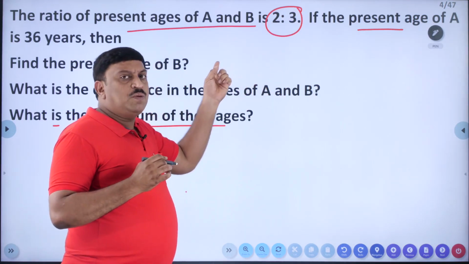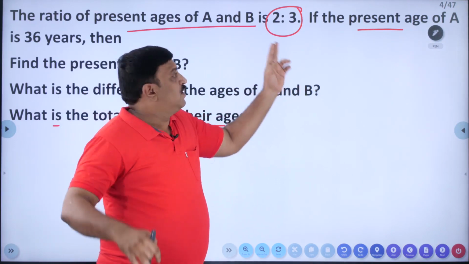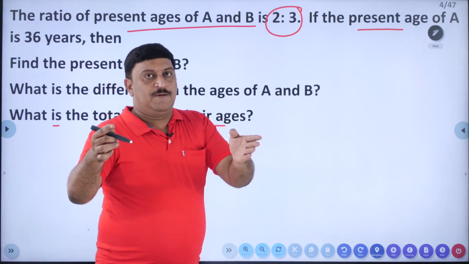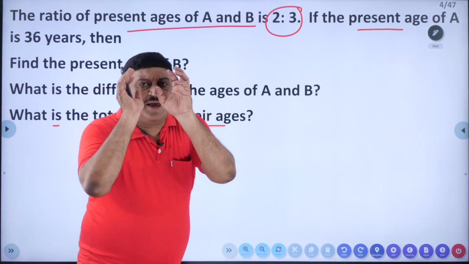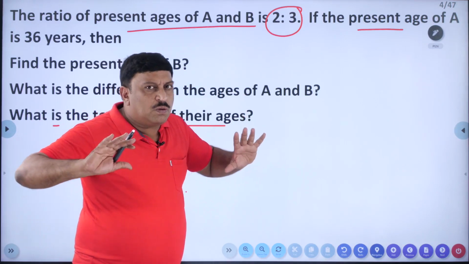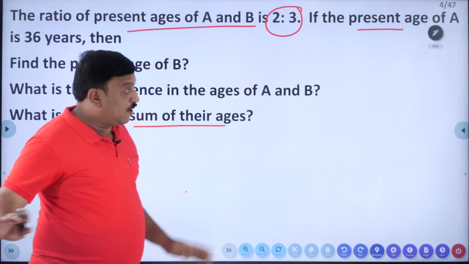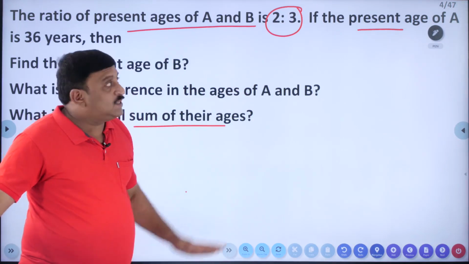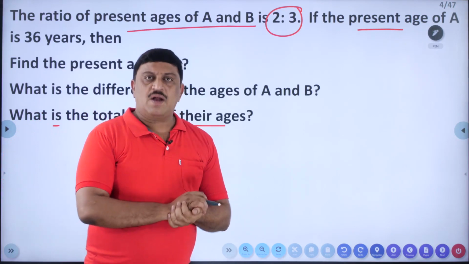The ratio meaning is that. If A is 2, B is 3. If A is 20, then B is 30. B is 30 years. Clear? That is the concept behind the ratio. Okay? So don't go much into the detail of the ratio. This much is enough for you. Now the case is the ratio part and present ages, that information part or data is given.